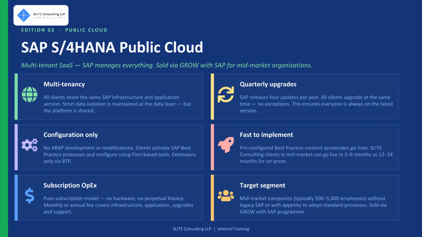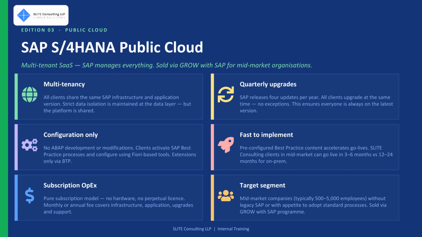SAP S/4HANA Cloud Public Edition, also called the multi-tenant cloud, is SAP's fully managed SaaS offering, sold via GROW with SAP. Every customer runs on the same shared infrastructure, the same software version, updated on the same quarterly release cycle. This is the most opinionated edition. Customization is strictly limited. Customers adopt SAP standard processes. Configuration is done through a simplified configuration guide rather than the full SPRO, and custom code is not permitted inside the system. Extensions must be built on SAP BTP.